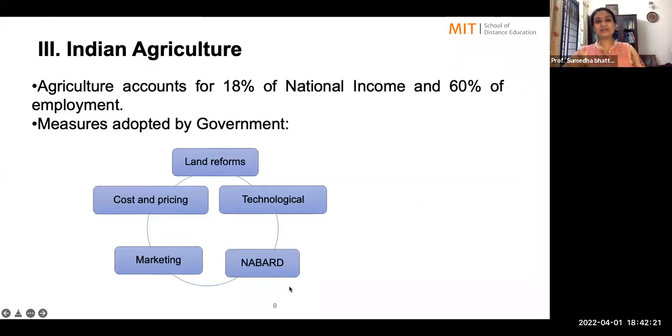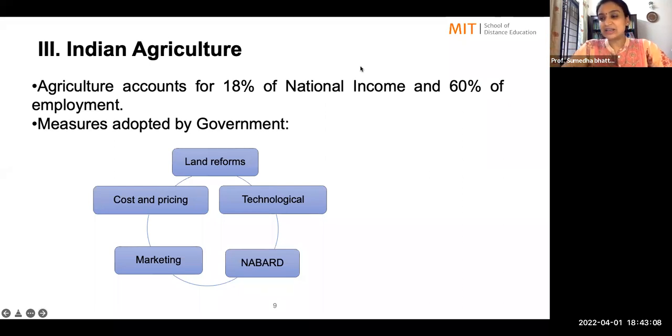So moving to the third module, Indian agriculture. India has been called primarily an agricultural economy. Why do we call India an agricultural economy? Because 60% of the population is dependent, directly or indirectly, on agriculture for its livelihood. But unfortunately, the contribution of agriculture to GDP is just 18%. As I said, it has just recently risen to 20%.